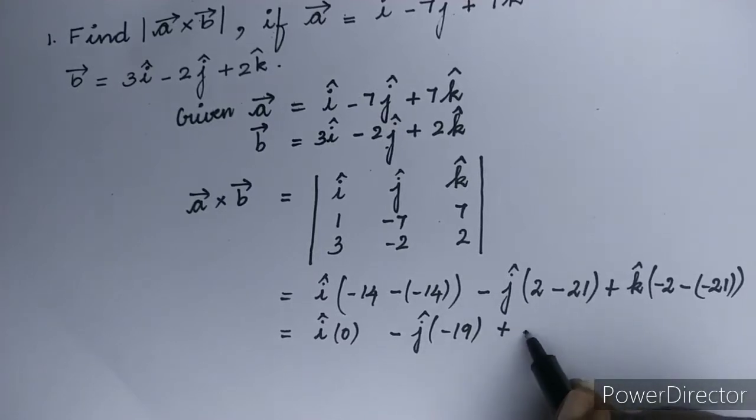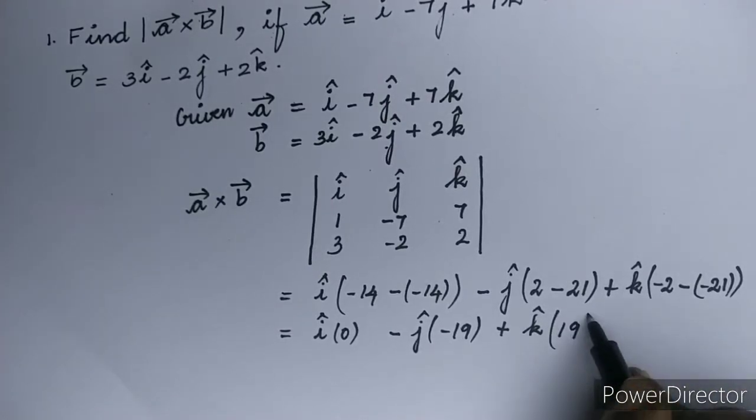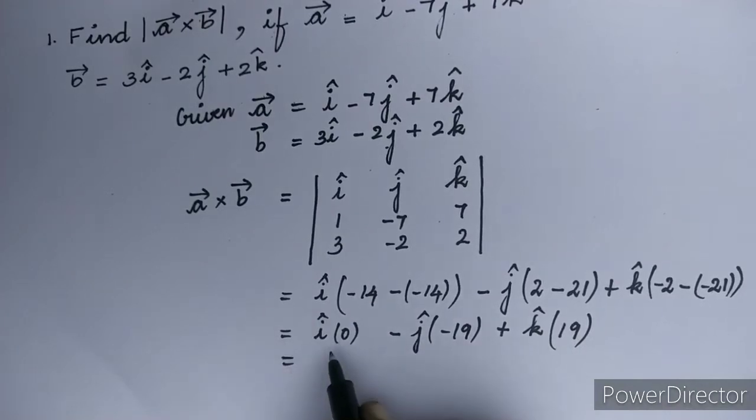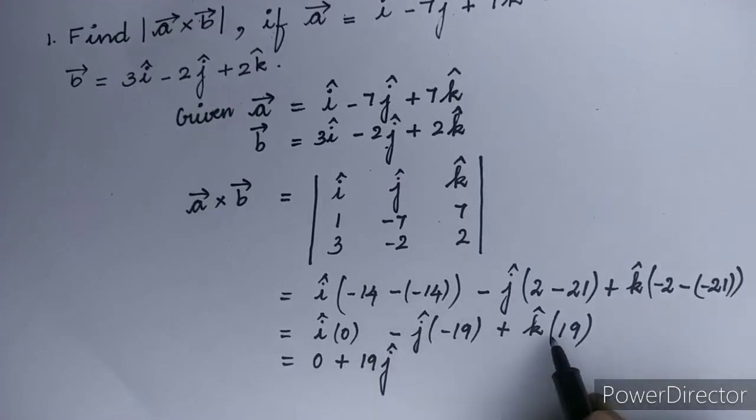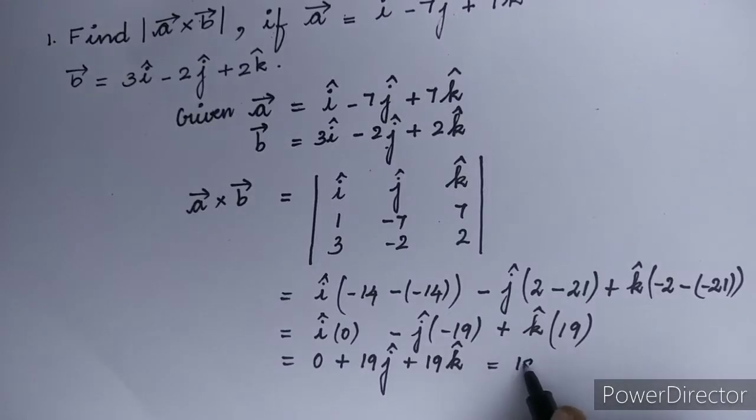plus k cap into minus plus. Minus 2 plus 21 is plus 19. So, we will rewrite this one as 0 minus into minus plus. So, plus 19 j cap and 19 into k cap. We can write this one as 19 j cap plus 19 k cap.